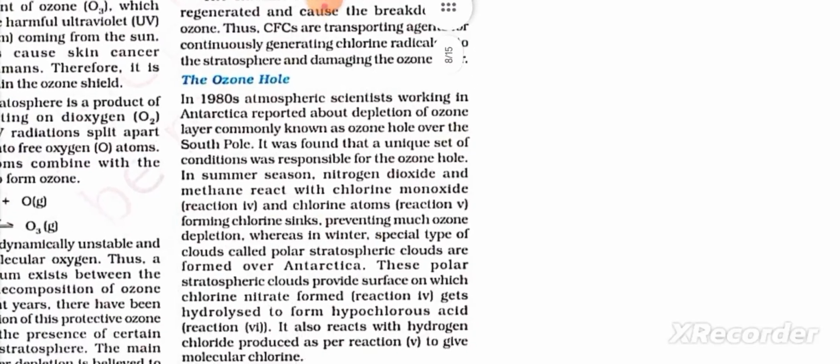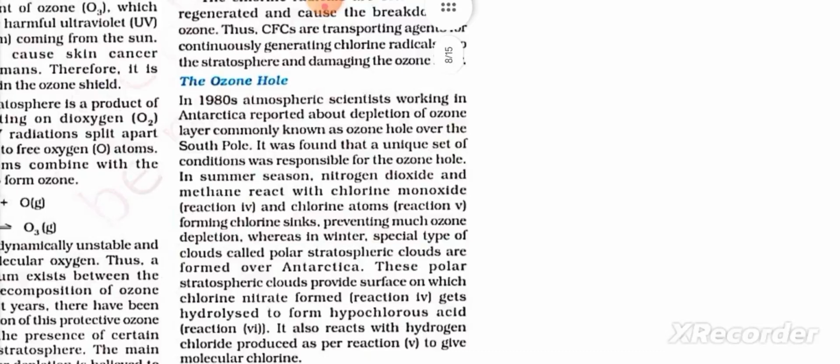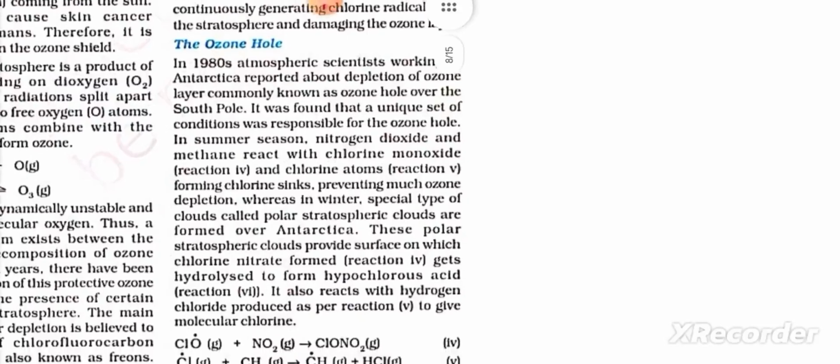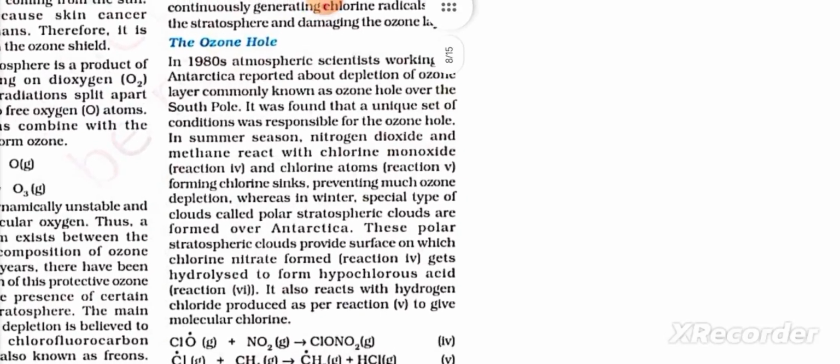The ozone hole. In 1980, atmospheric scientists working in Antarctica reported the depletion of the ozone layer, commonly known as the ozone hole over the South Pole. It was found that a unique set of conditions was responsible for the ozone hole. In the summer season, nitrogen dioxide and methane react with chlorine monoxide and chlorine atoms, forming chlorine sinks, preventing much ozone depletion.